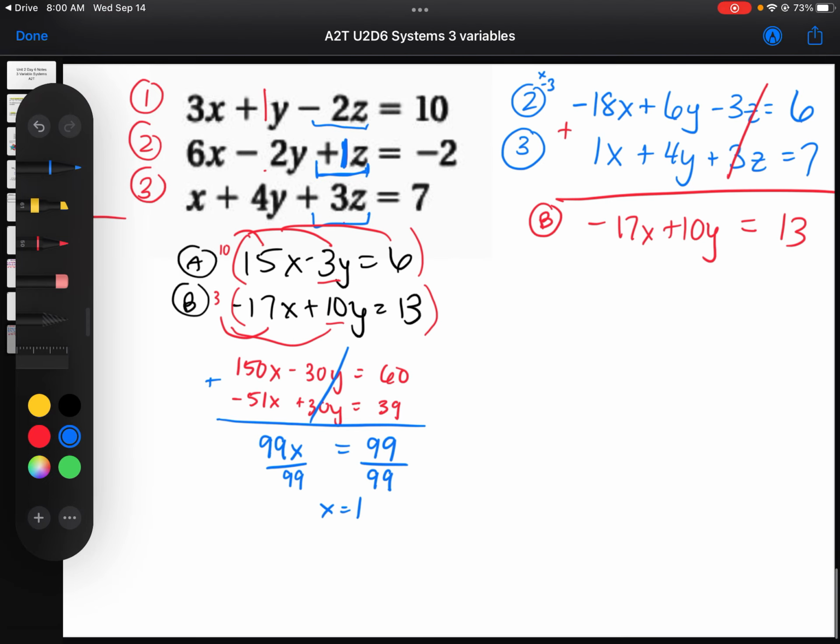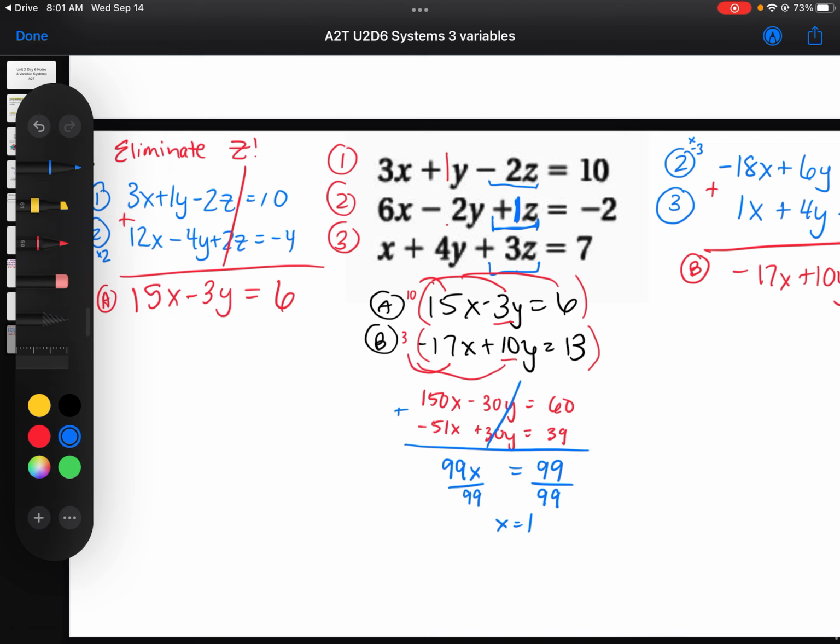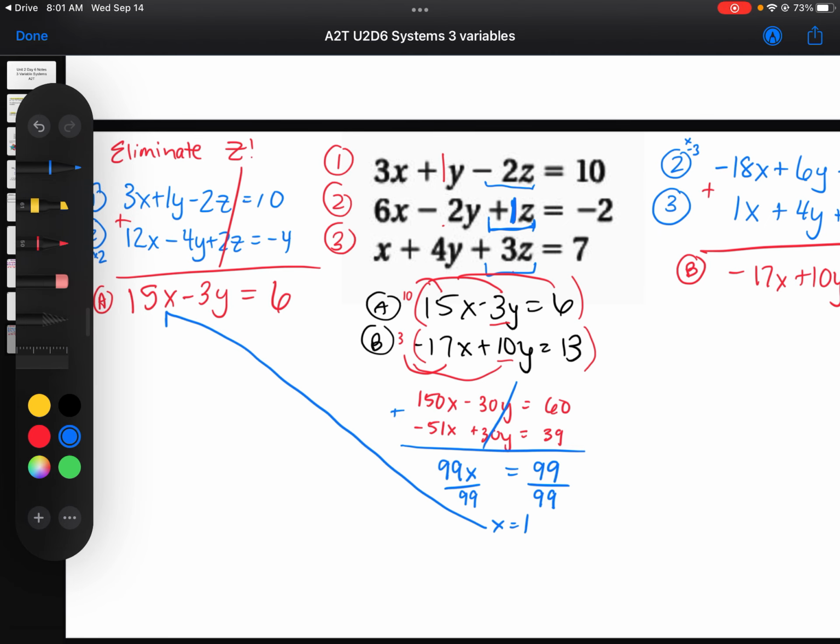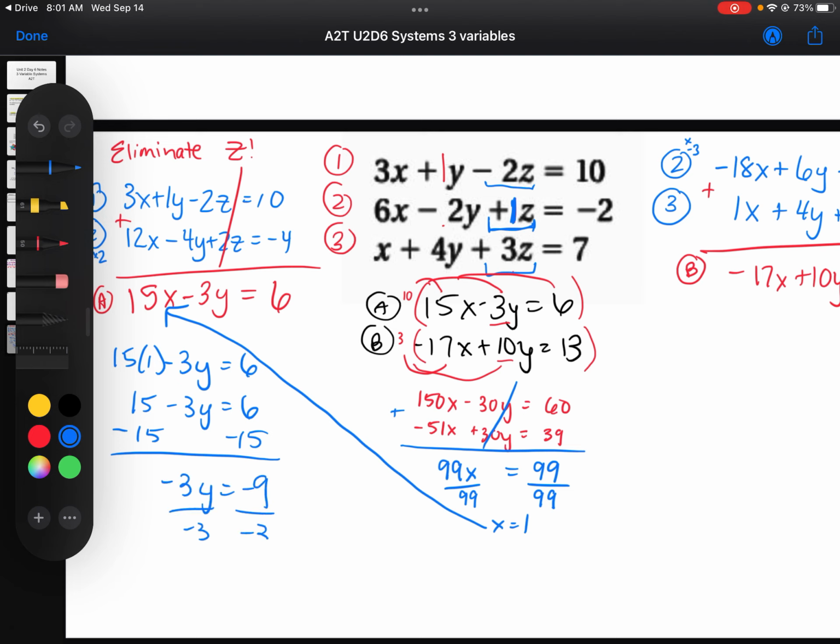Then I take that and plug it into one of my equations. These numbers look prettier. I'm going to go over here. So 15 times 1 minus 3y equals 6. 15 times 1 is 15. Minus 3y equals 6. Subtract 15 on both sides. So negative 3y equals negative 9. Divide by negative 3. Y is now 3.